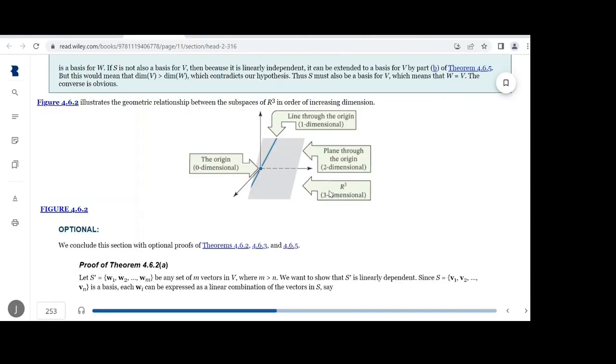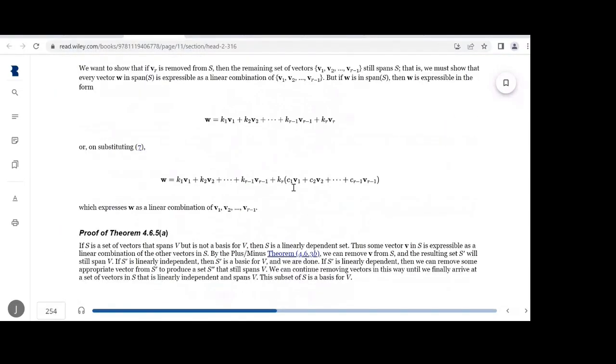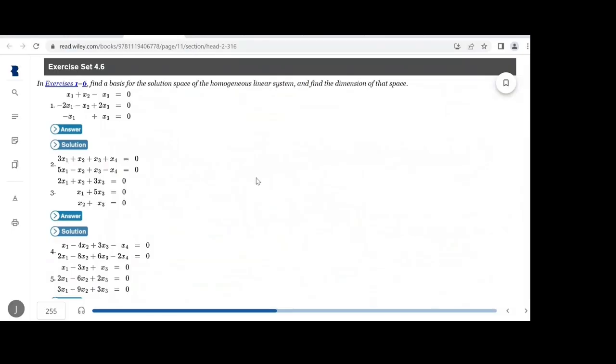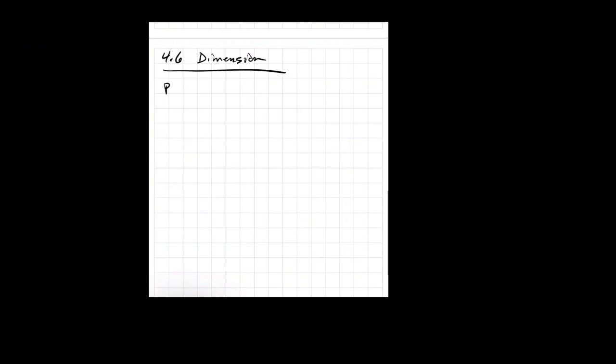All right, so let's look at our problem here. We're going to go down to what you need to do. For section 4.6, exercises 1 through 6 ask us to find a basis for the solution space of the homogeneous linear system and find the dimension of that space. So we have to find this basis and then tell what the dimension is. Problem 2.